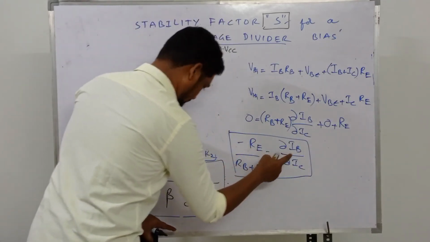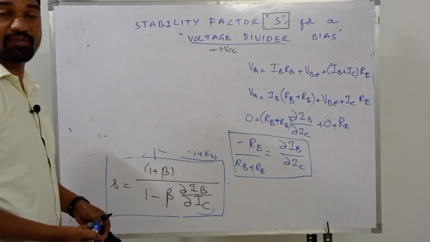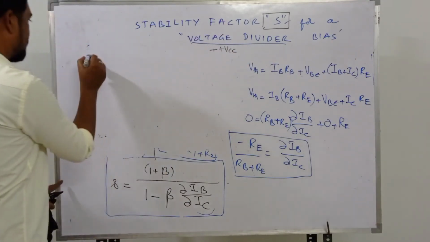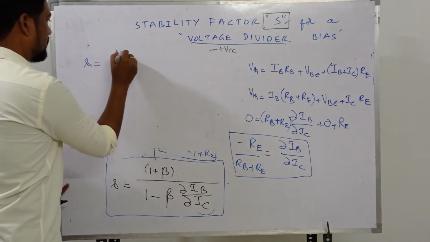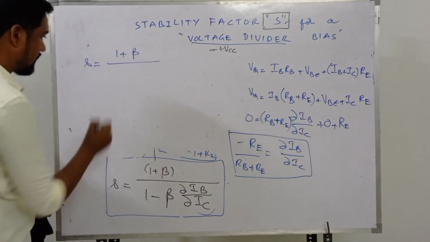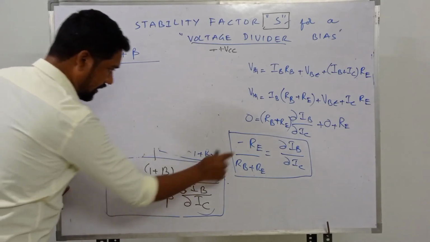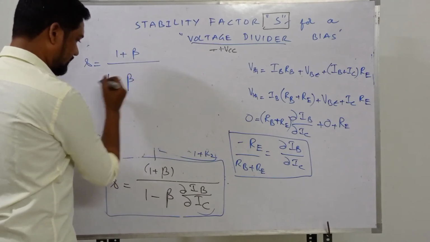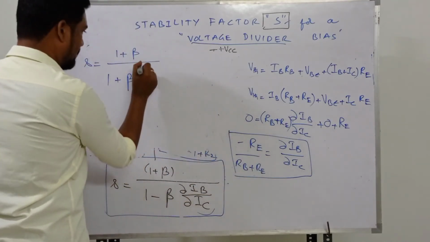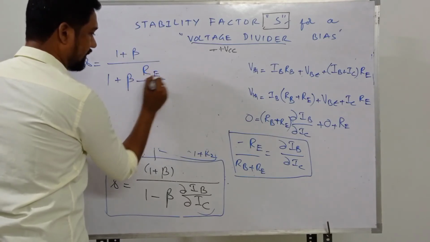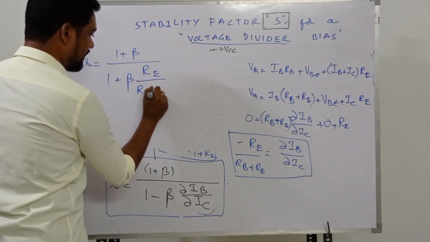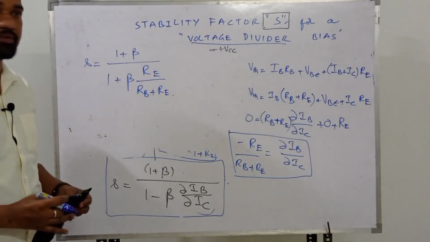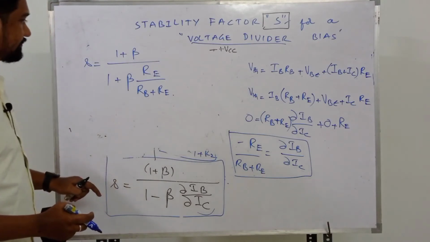So plugging this in over here gives us the expression for the stability factor S of a voltage divider bias circuit. So what is that expression for S? It's 1 plus beta by 1. This negative and this negative constitutes positive into plus beta. Dou IB by dou IC is here, RE by RB plus RE. That is the expression for the stability factor of a voltage divider bias circuit.